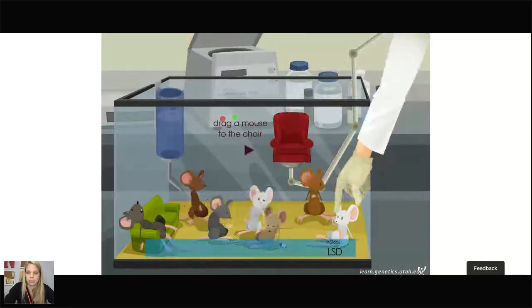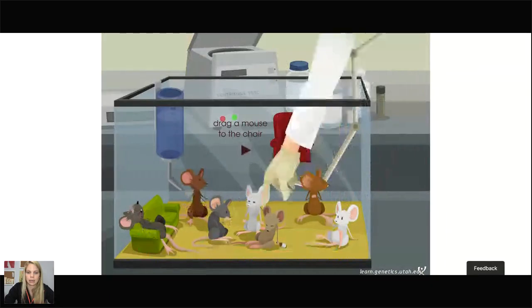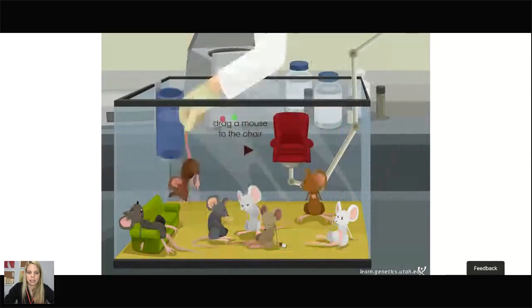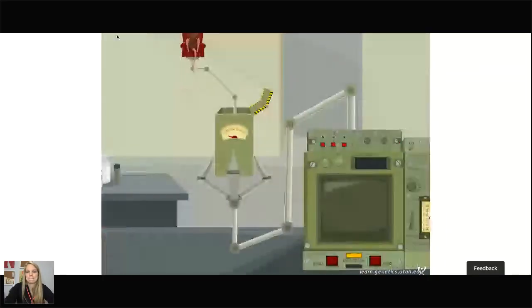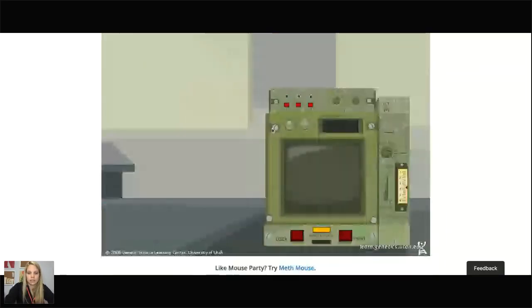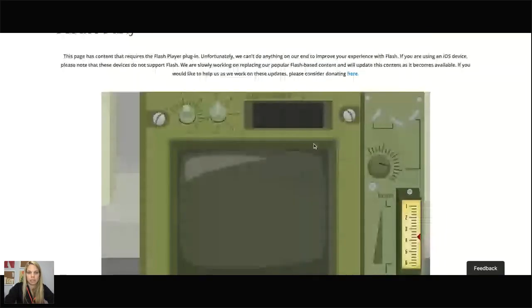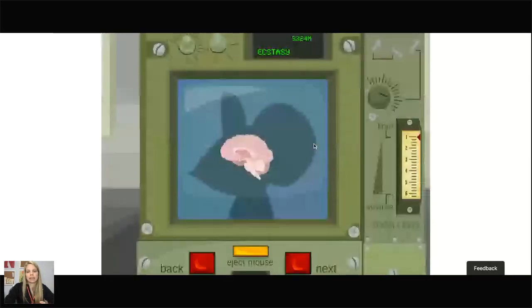I can pick a mouse on LSD, cocaine, I'm going to pick this one. He looks like he's kind of awake. So we go over here. Can I turn this music down? Oh, well. Okay.